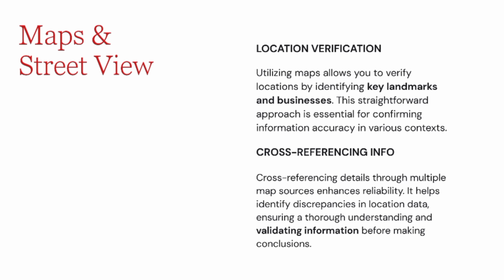Maps and Street View. Maps are one of the most underrated verification tools. If a viral post claims something happened at a specific location, you can check landmarks, businesses, or street layouts using map services and Street View. Cross-referencing information between multiple map sources increases reliability. Location verification is often the fastest way to detect false claims.